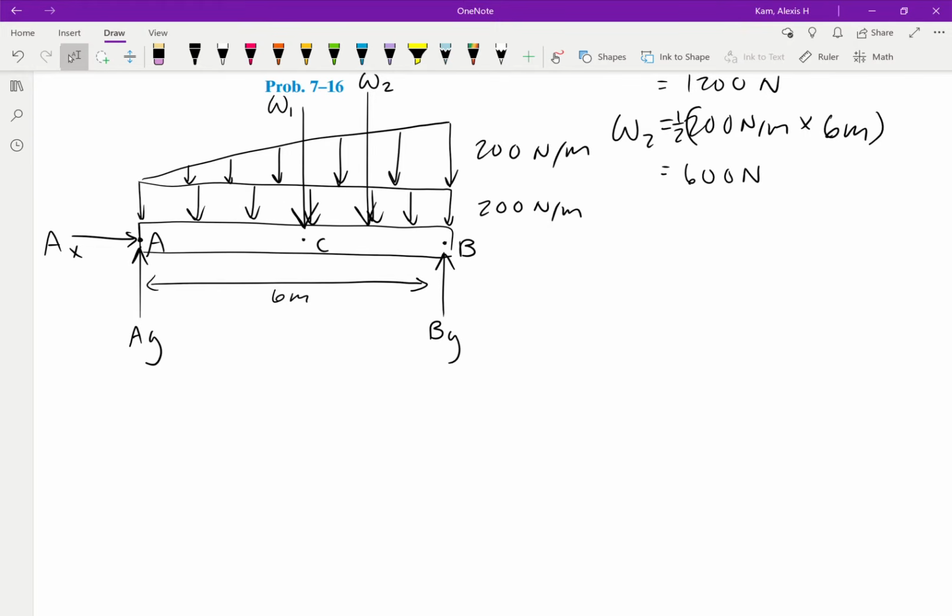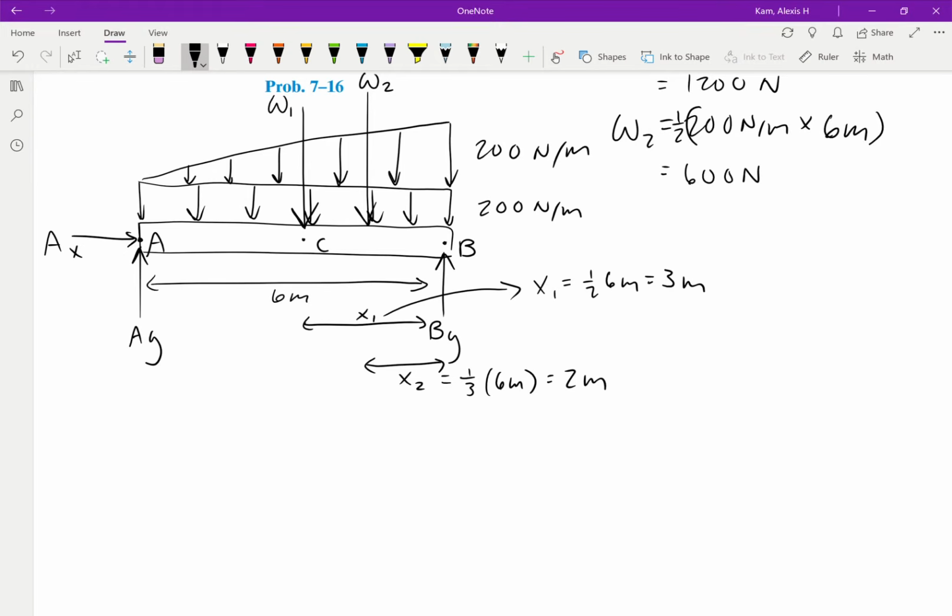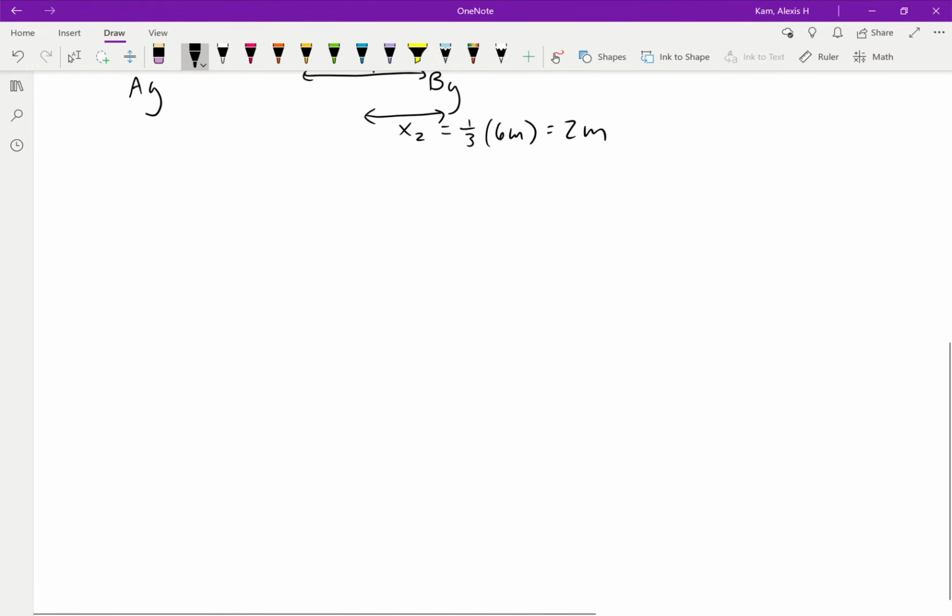And then, we don't need it right now, but I'm going to clarify that the distance between B and W2, we'll put that as x2. That is going to be equal to 1/3 of the whole beam length, from point B to where the force will be acting, so 1/3 of 6 meters is equal to 2 meters. And then if we want to get x1 from B to point C, it is half of 6 meters. And so x1 is equal to 3 meters. All right, so that's a good setup.